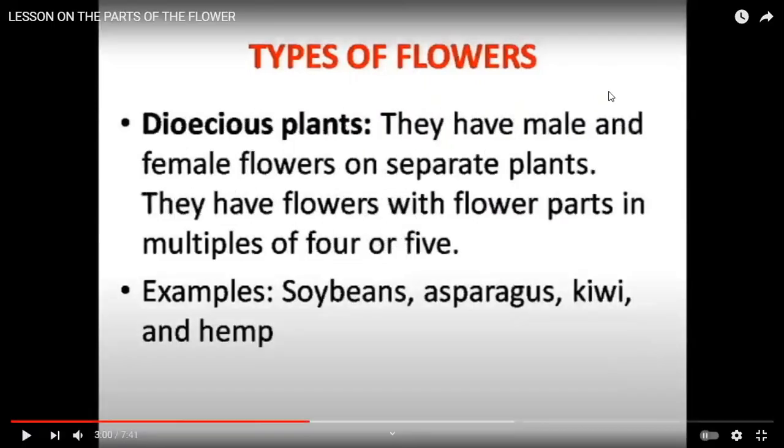We also have plants known as dioecious plants. So dioecious plants, what are they? They have male and female flowers on separate plants, right? Look at the word dioecious. Di means 2. So male and female on separate plants.